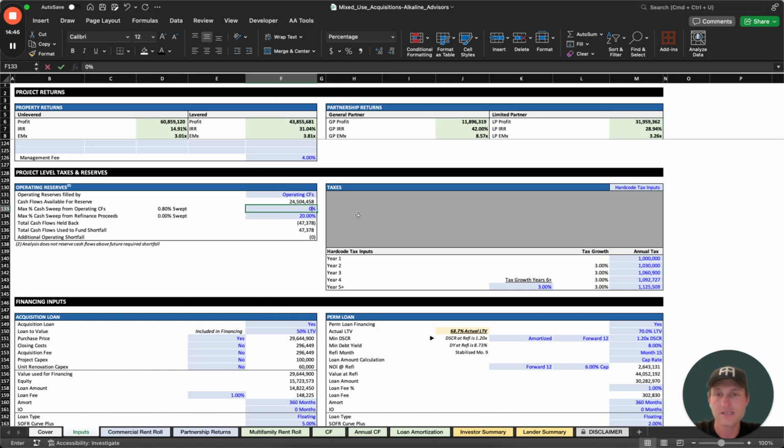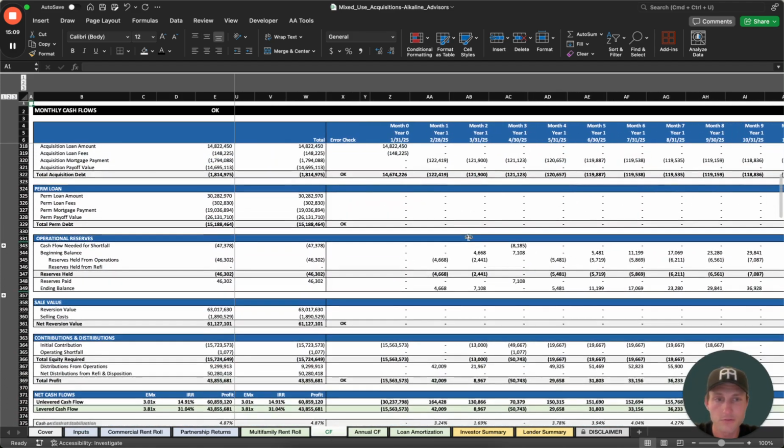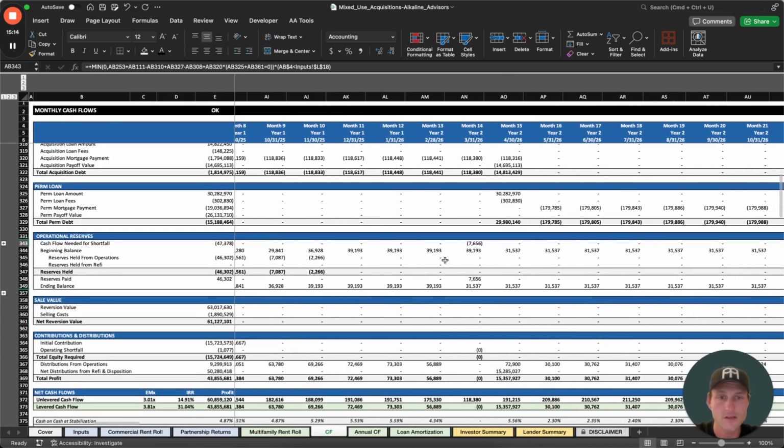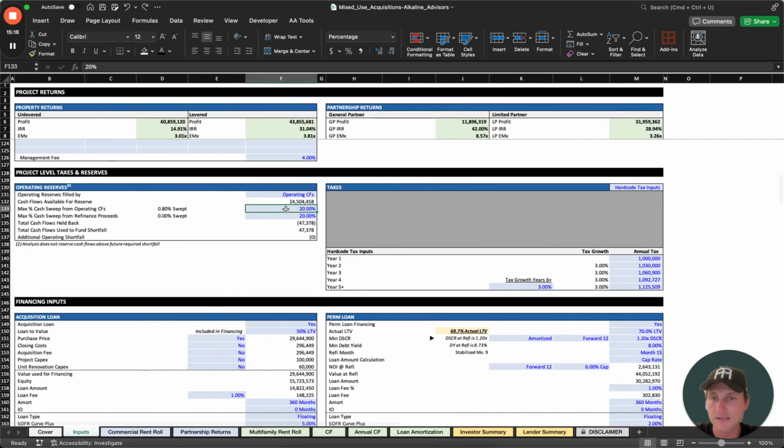So if we do, let's say 0%, you'll see coming out of pocket, 47,000. But let's say we sweep 20%, we can sweep 10%. Actually, in this case, because we're sweeping 10% of every month's cash flows, and the operating shortfall happens within the first few months, which if we go here, and we go to operational reserves, you'll see it's happening in month 3. And then we have some more reserves that we're holding because there's more shortfall in month 14, which we'll get into in a moment. But let's just max this out to 20%.